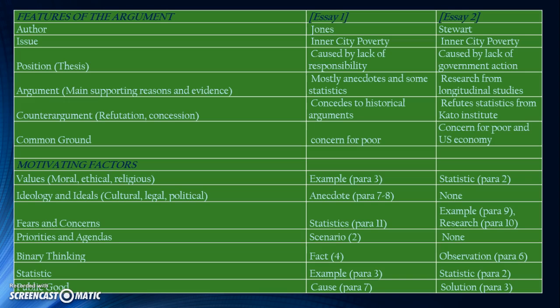There is a counter-argument. Jones will concede to historical arguments, while Stewart refutes statistics from the Cato Institute, which is where Jones is actually writing from. I'll point that out later on. But common ground, this is the important part here. What are the one or two things that these authors might put their disagreements down over and say, you know what, there's a possibility that we can work on this problem together if we focus on this as the reason for trying to fix this problem? For both of them, it would be that they both show concern for the poor.